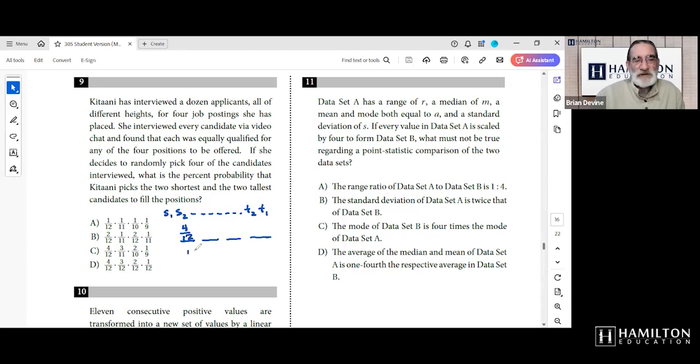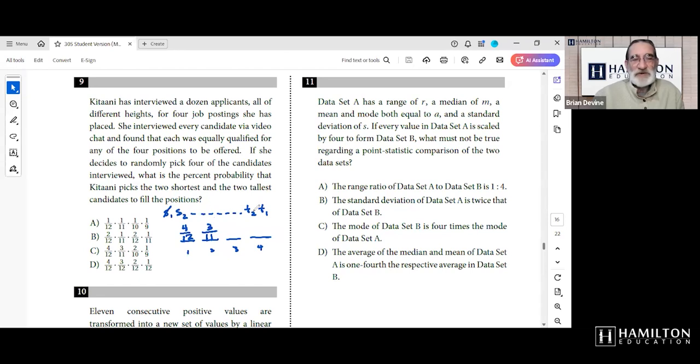So this is job 1, 2, 3, 4. And you don't have to use the same subscripting or anything. Common sense is common sense. Once I pick, say, that was the shortest. Once I pick them, there's 3 people left, 2 talls and a short. Well, there's 3 out of 11 now that are either among the shortest and tallest. So I don't care who the individuals are. I just know there's 4 of them.